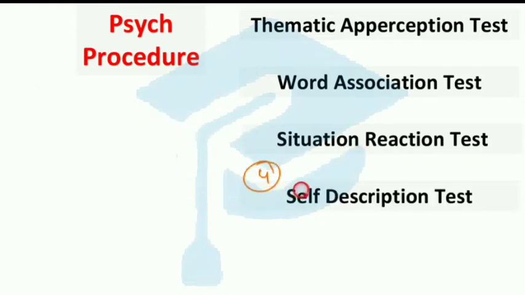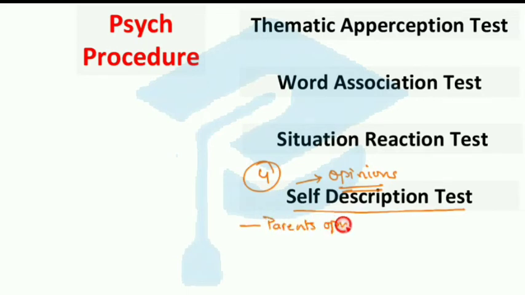Next comes the self-description test, SD. Now in this SD again, this is the reflection of the opinions. So herein you will be writing your parents' opinion. So this parents' opinion means how your parents think about you. How do they think about you? Clear?